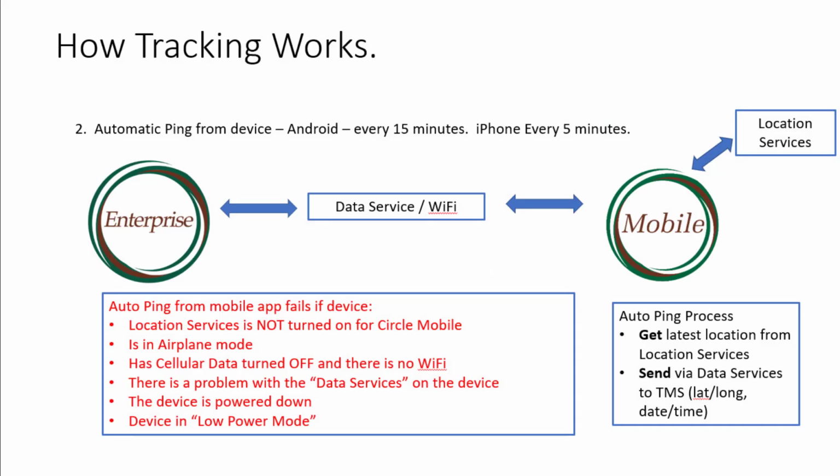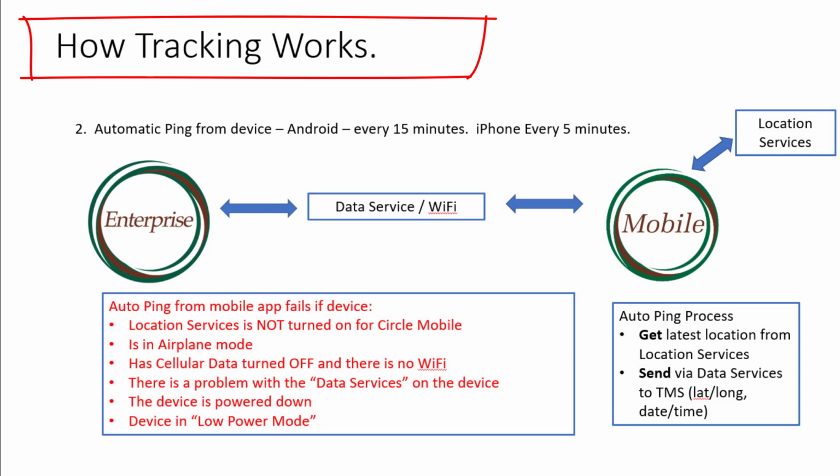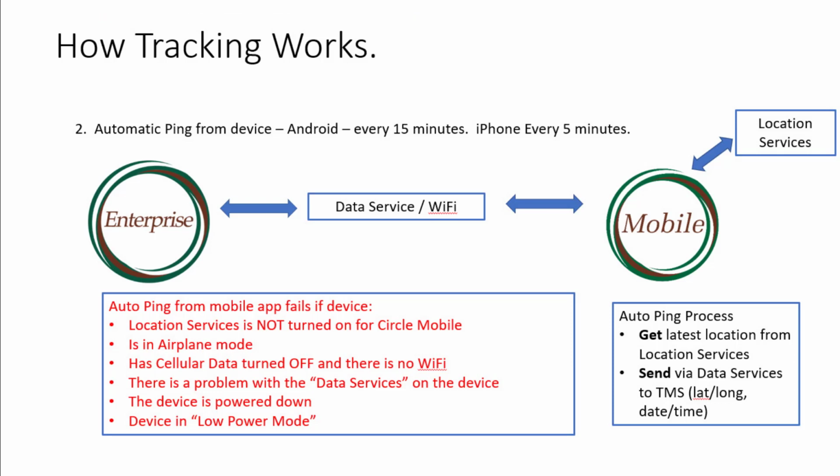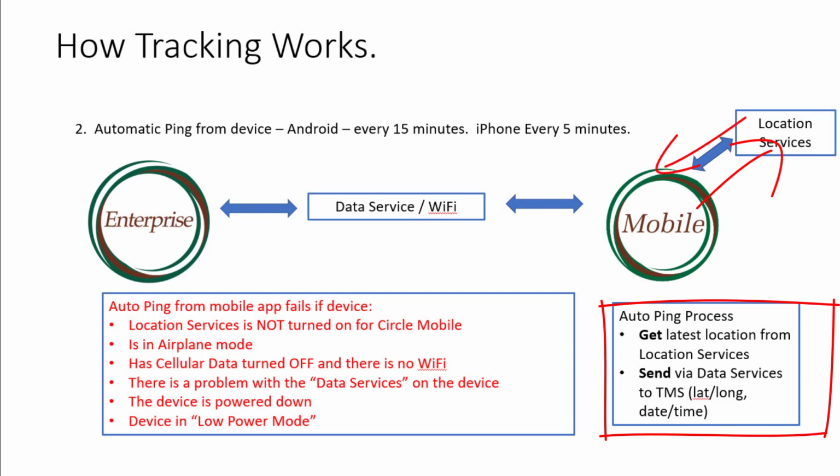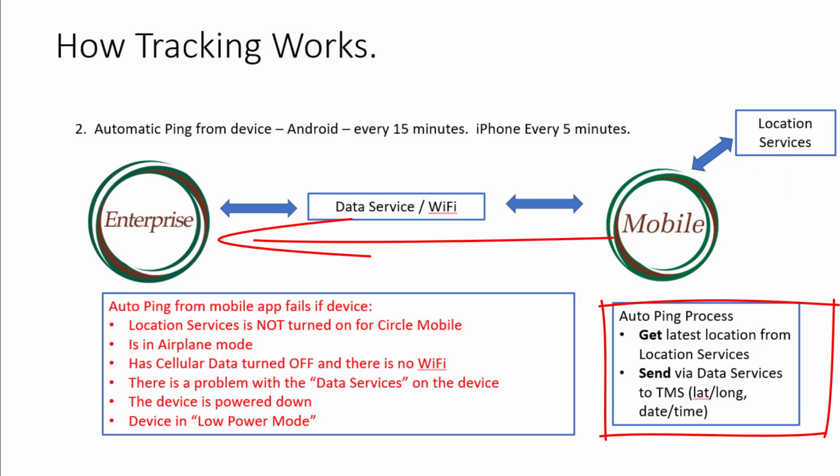We will finish this video with an explanation of how the device is tracked. The Circle Mobile app is programmed to automatically send a position every 5 minutes. iPhones allow 5-minute updates, but Androids will only allow 15-minute updates. Every 5 minutes, Circle Mobile will call the location services on the device to get the current position of the device and then send the information via the data services.